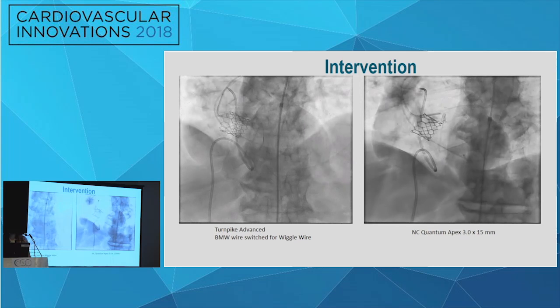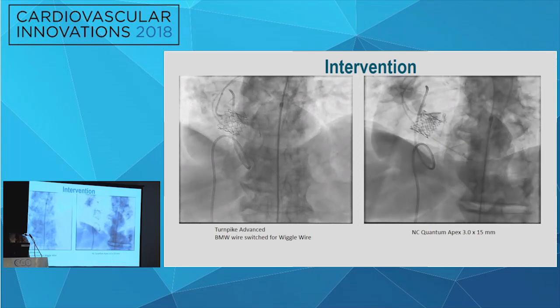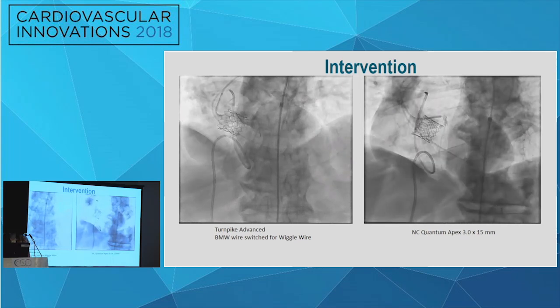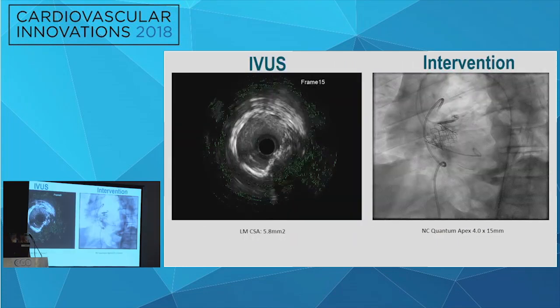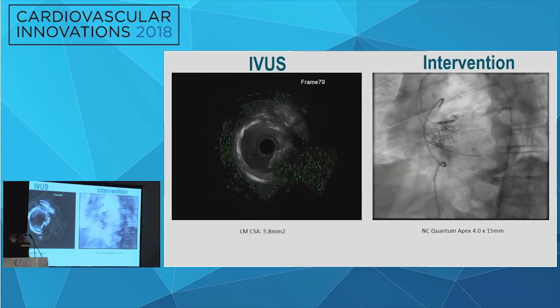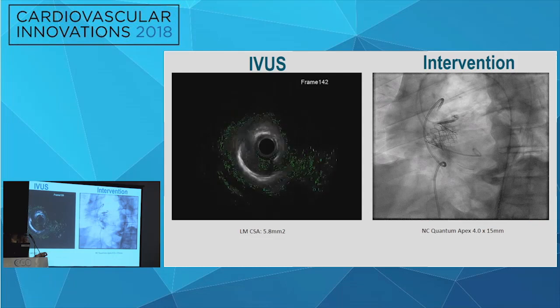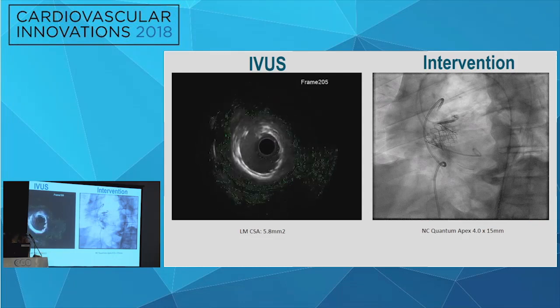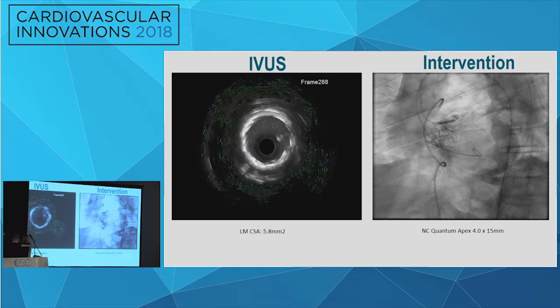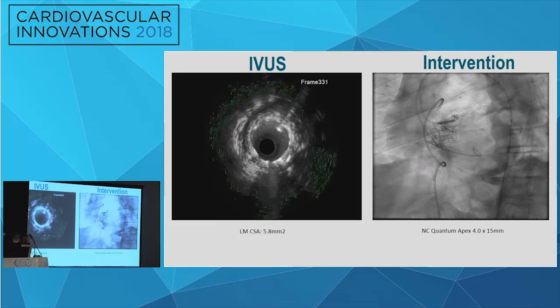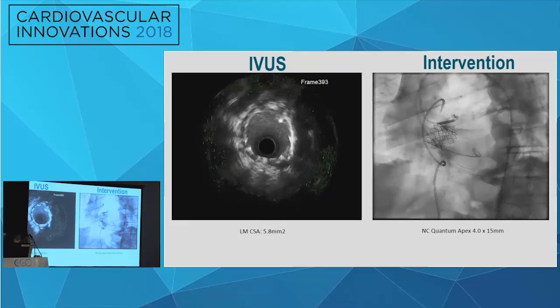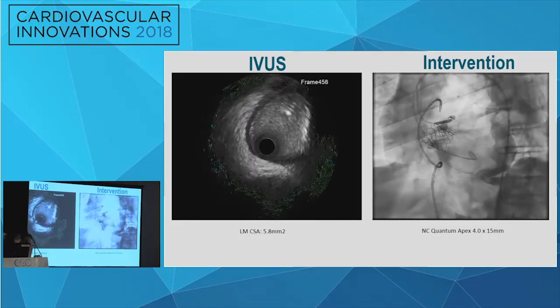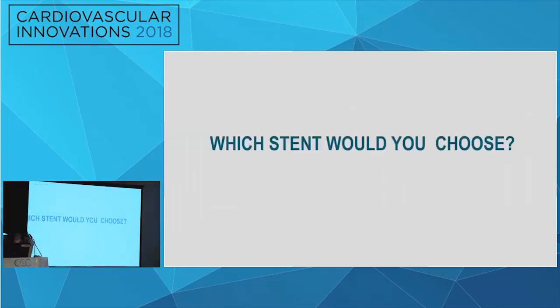And we started off initially with an NC Quantum 3x15. This is the IVUS run after the initial 3x15 balloon, and you can see the cross-sectional area is only about 5.8, not really well expanded. So we used the next size, a 4x15 balloon, and dilated it again.